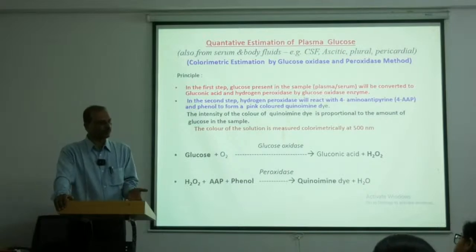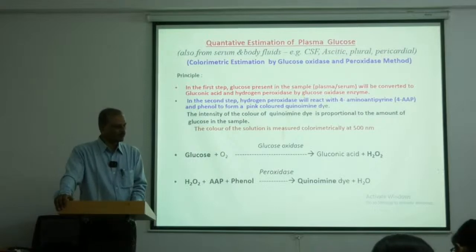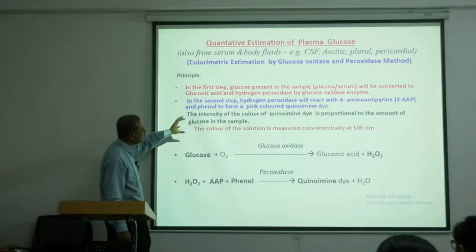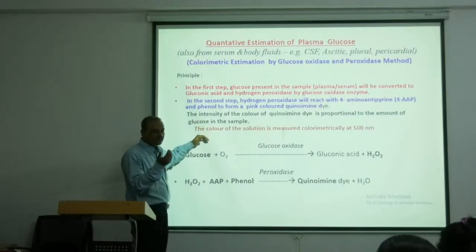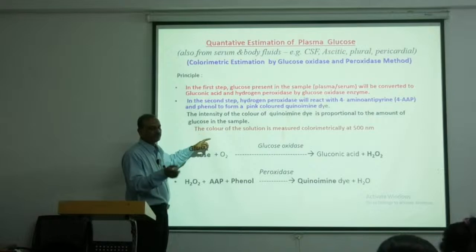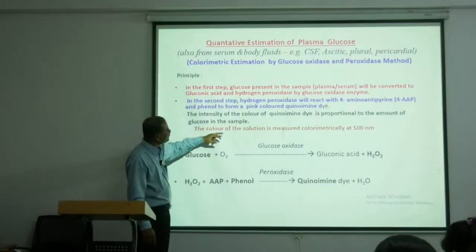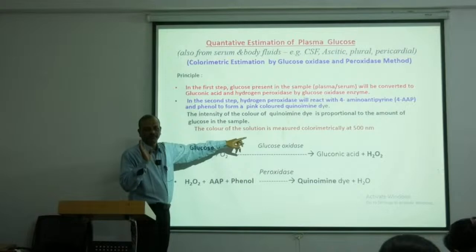So you must be able to tell this thing without a break. Your way of talking will show that you are really confident and you understand the matter. And basically, since it is a colored compound, we need to measure that color. So the instrument which measures the color is a colorimeter. So the color of the solution is measured colorimetrically at 500 nanometer.